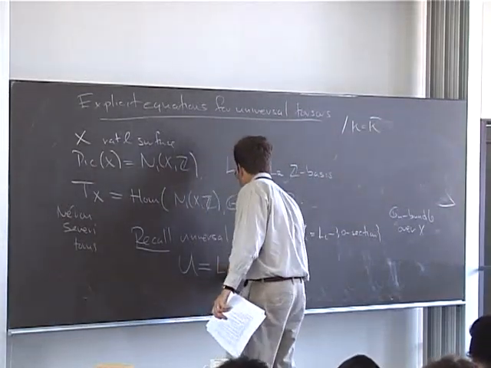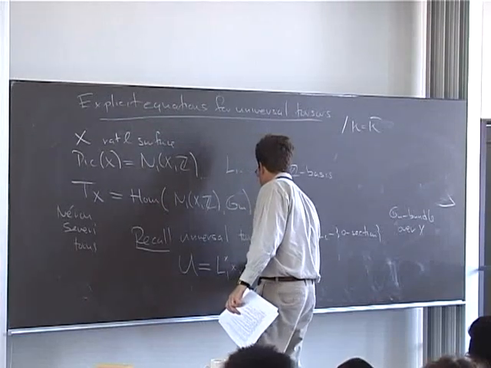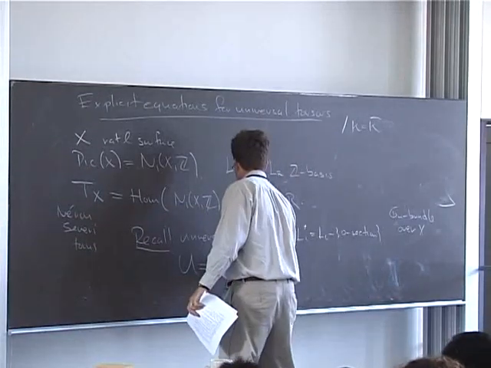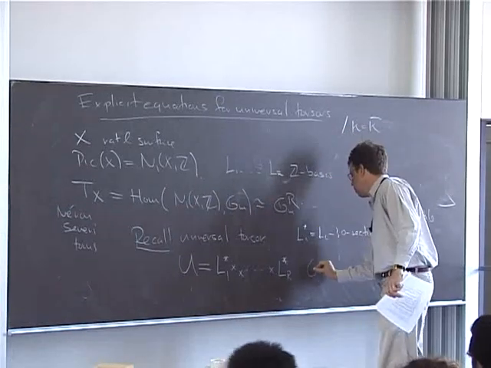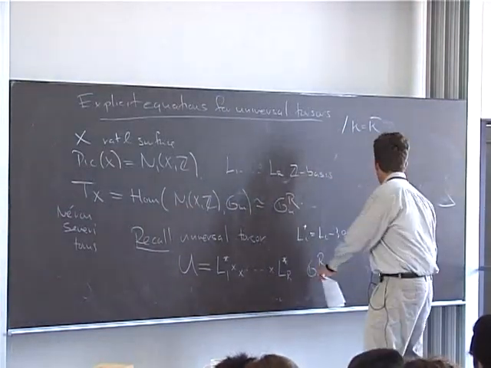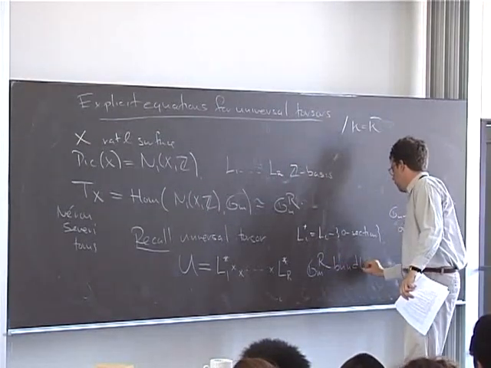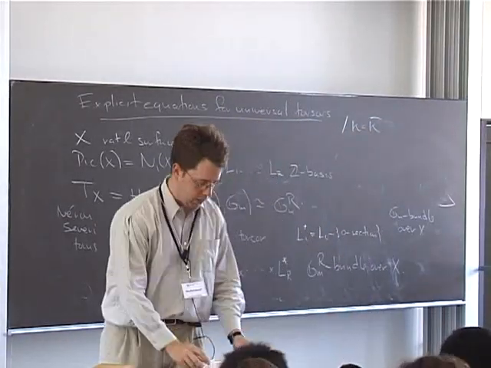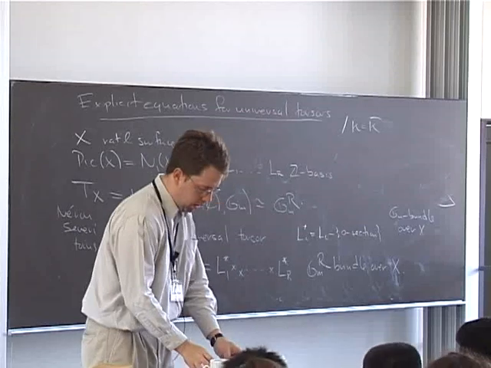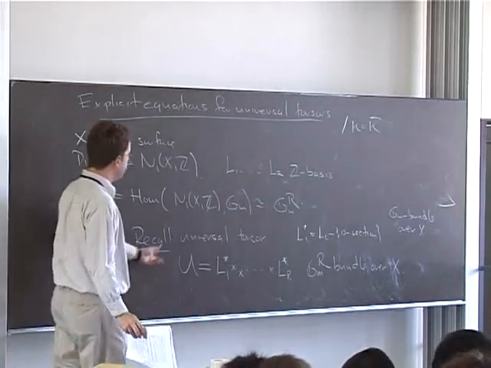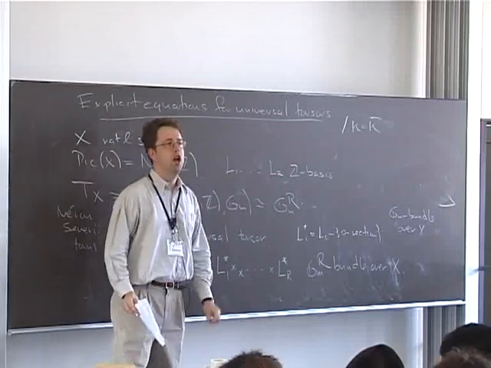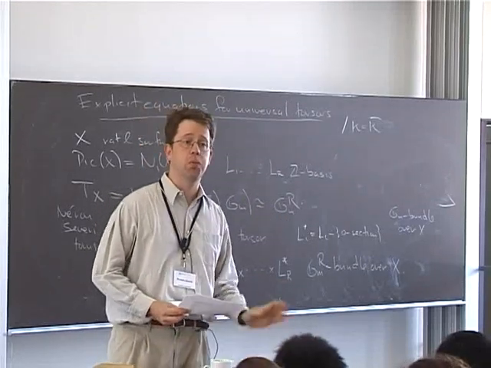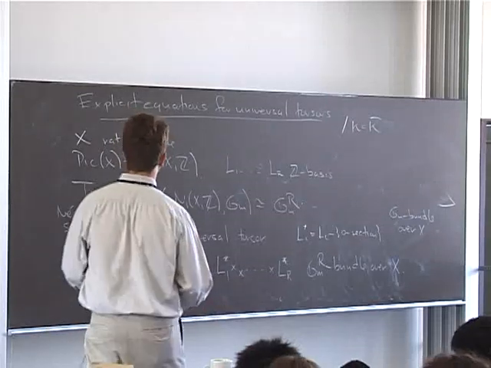The universal torsor is just defined as a product over X of all of these bundles. So this is a Gm^r bundle over X. So this is, of course, a perfectly reasonable definition. But from Professor Kresch's lectures, I think it's clear that we really want some way of generating explicit equations for this. So our goal is to try to write this down explicitly.